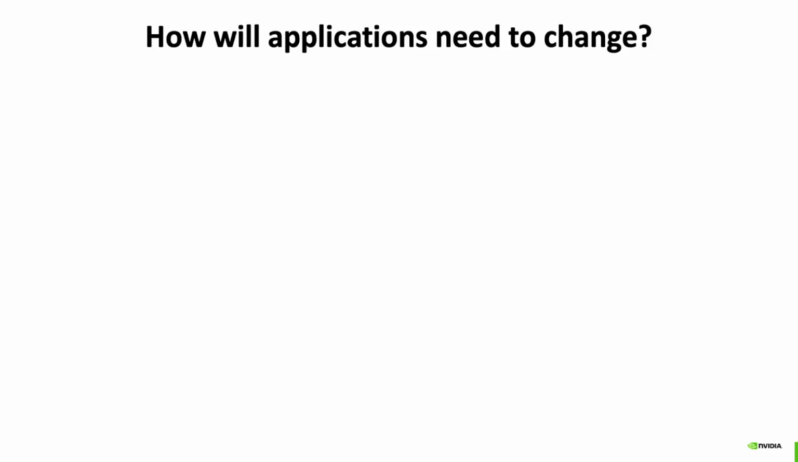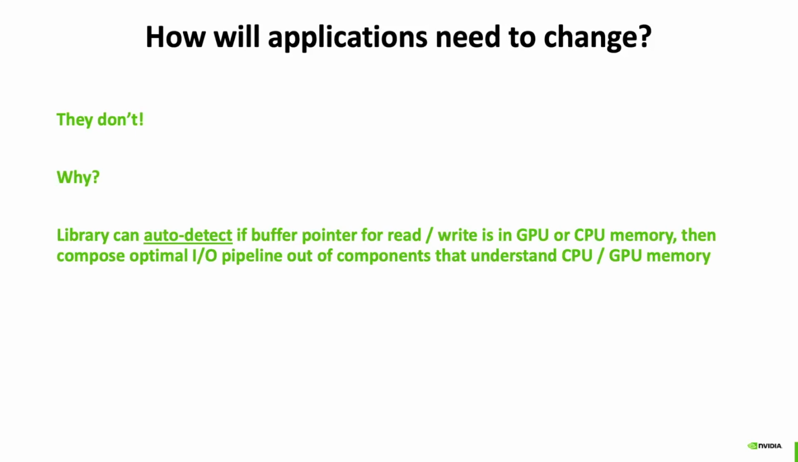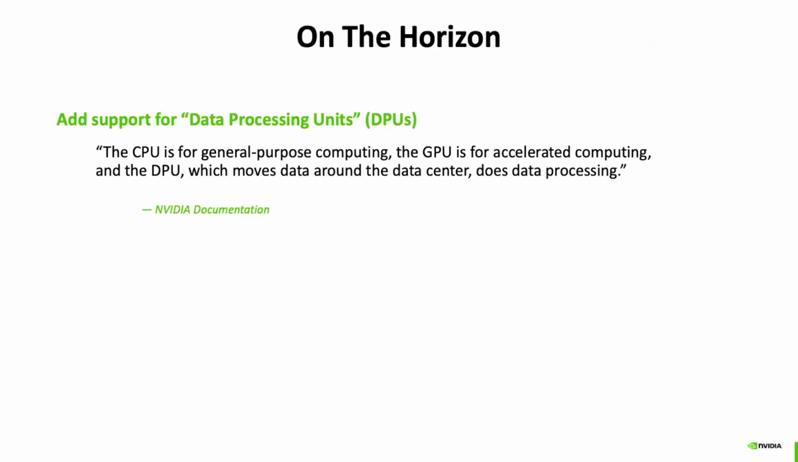The wonderful thing about this is how the applications need to change. They don't. Because in the library, there are already calls that ought to detect that the buffer pointer is residing in GPU memory. So if you give me a dataset read call and the buffer pointer, I can look at it and say, oh, that's on the GPU. I should invoke the GPU Direct native I/O pipeline, compose my pipeline in an optimal way, then boom, it's out the door.